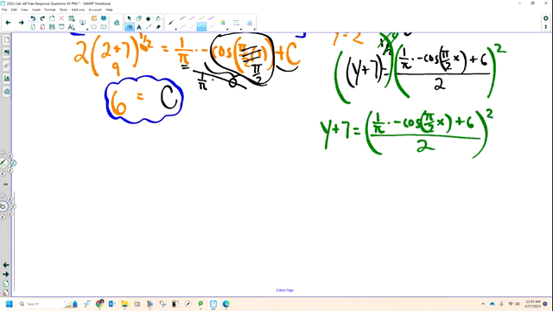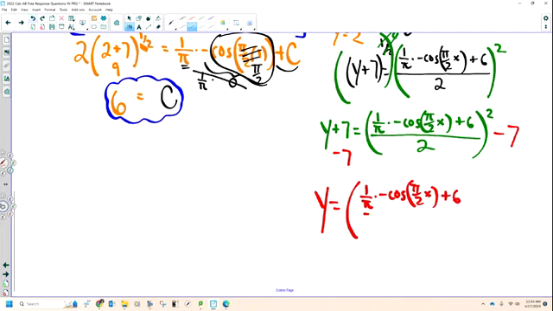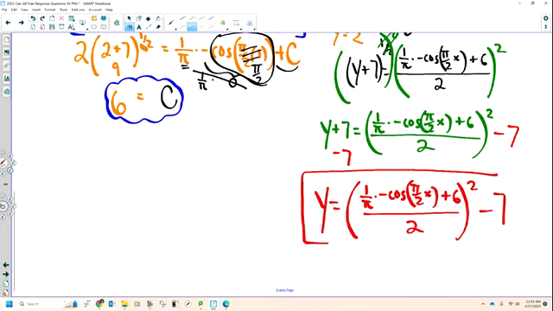And there's one final step we need. We got to subtract 7 from both sides. I suppose I can write it, but I will. y equals 1 over pi times negative cosine of pi over 2 times x plus 6, this whole thing over 2. I'm squaring it, then I'm subtracting 7, and we are done. That was a lot of writing.